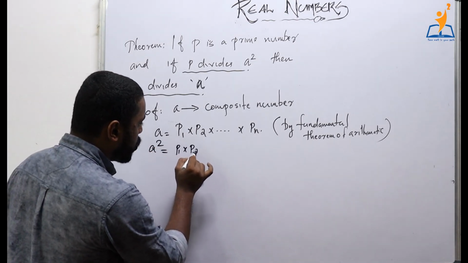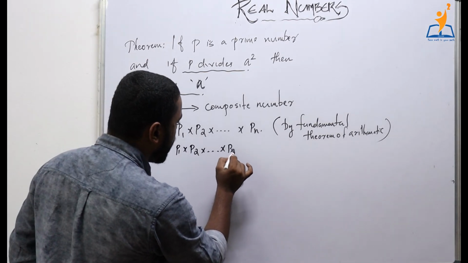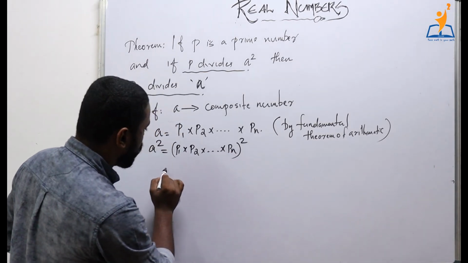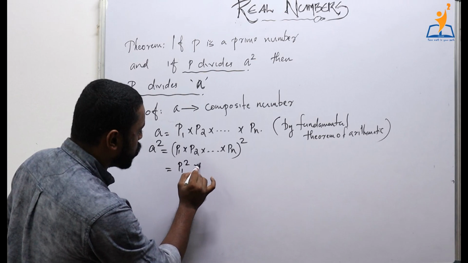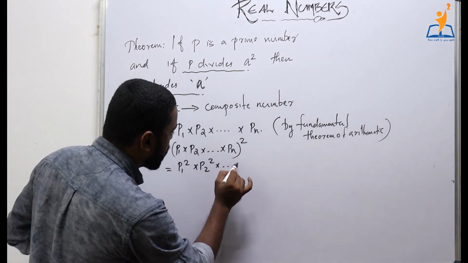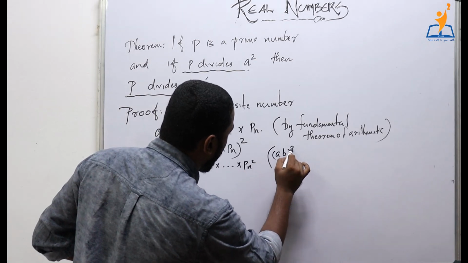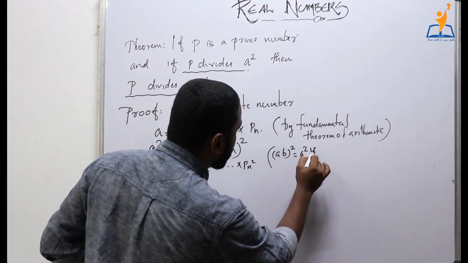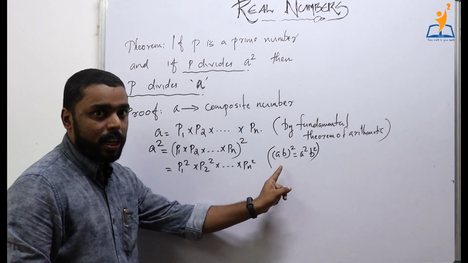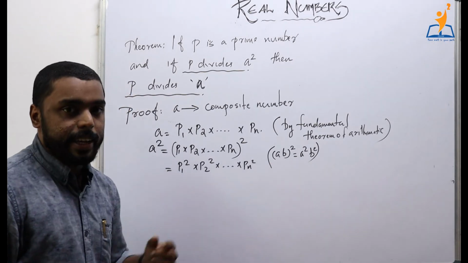p1 into p2 into etc. into pn the whole square. It is equal to p1 square into p2 square into etc. into pn square, since ab the whole square equals a square b square. Note that it is ab the whole square, not a plus b the whole square. Now we get like this.